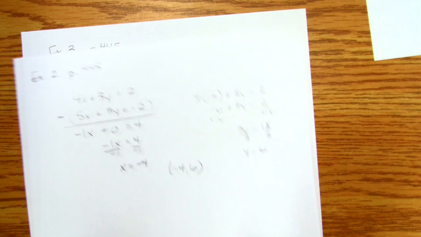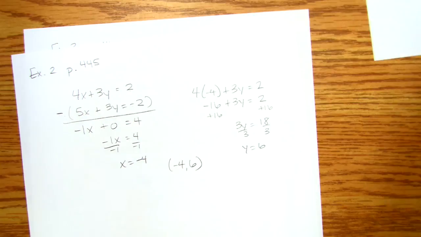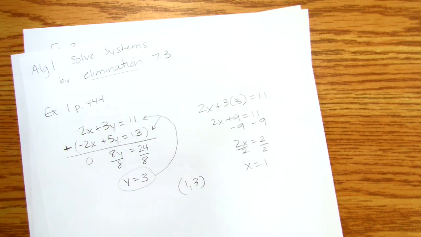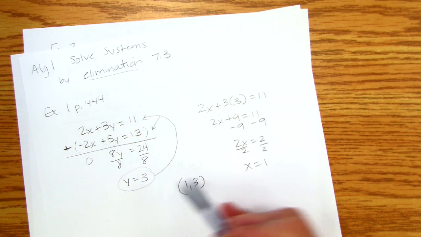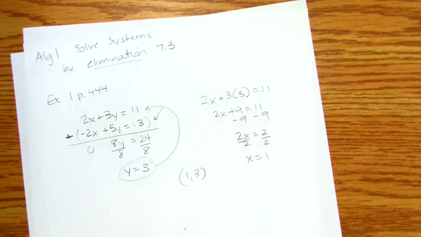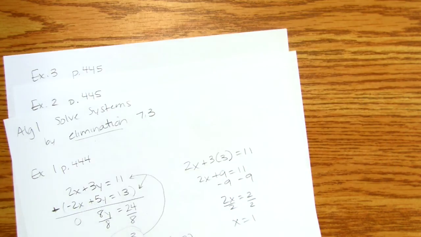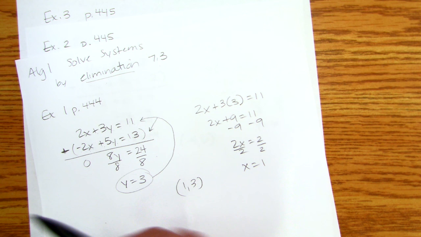If you have variables with the same quantity, you can either subtract them to eliminate, or if they have opposite signs, you can add them to eliminate one. And then once you find one, you just have to go back and plug it into one of the equations to find the other. So that's elimination, and we're going to work on that a little bit more in the future because there's more we can do with elimination.